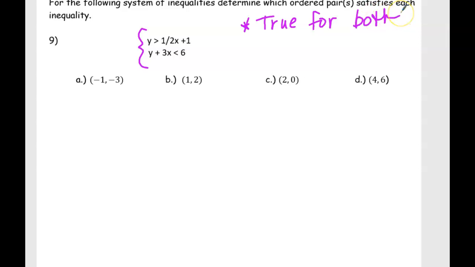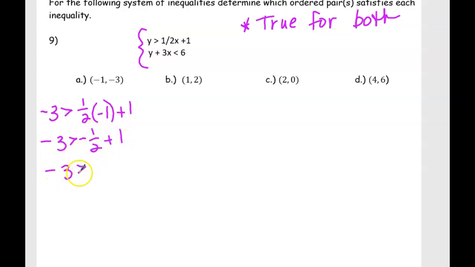So I put in the first ordered pair, (-1, -3). My y is -3. Is that greater than 1/2 times -1 plus 1? So -3 is greater than -1/2 plus 1. -3 is greater than 1/2. Well, that's a false statement. So I don't need to go any further, okay, because that one is false.